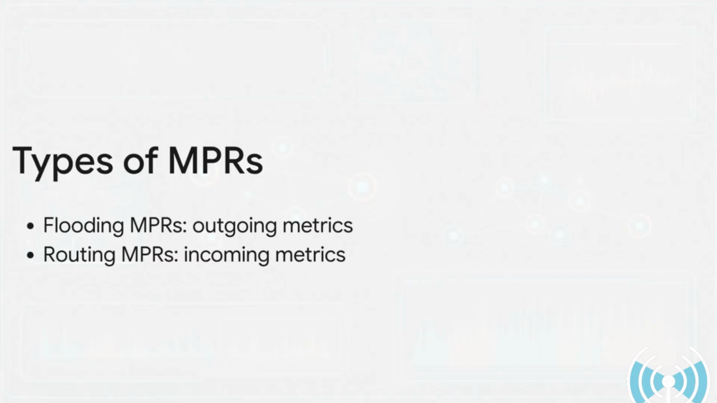And this brilliantly illustrates the depth of the protocol. RFC 7181 actually separates these MPRs into two distinct roles. First up, we have flooding MPRs. These are designed specifically for flooding reduction using outgoing link metrics. They're the ones managing that crazy broadcast storm for control traffic.